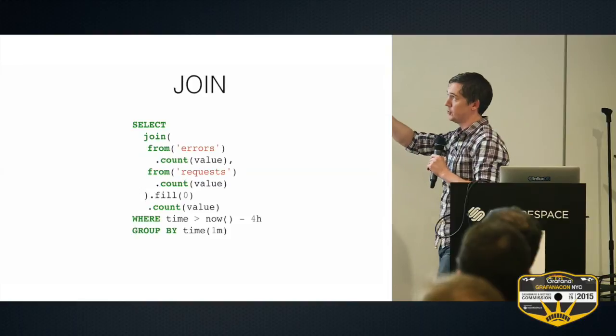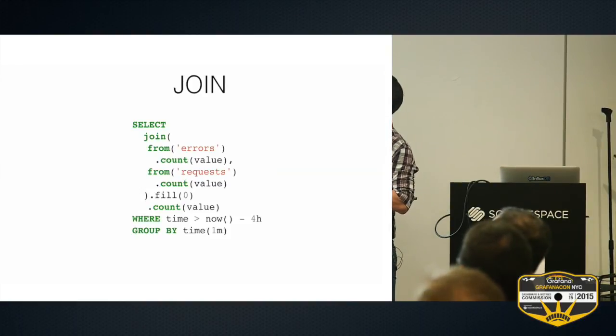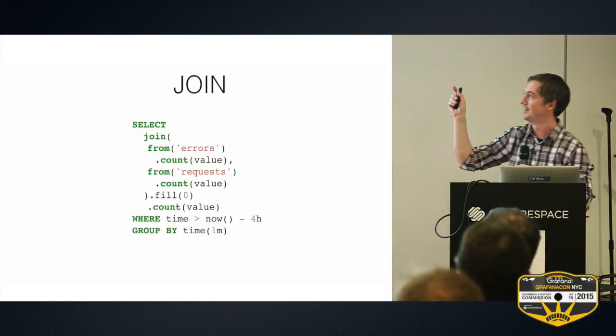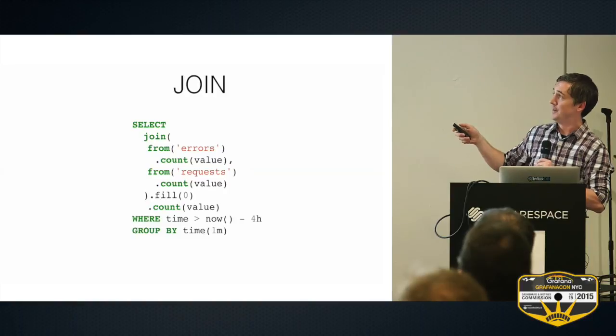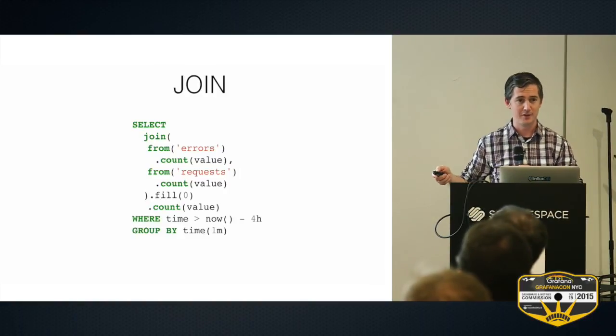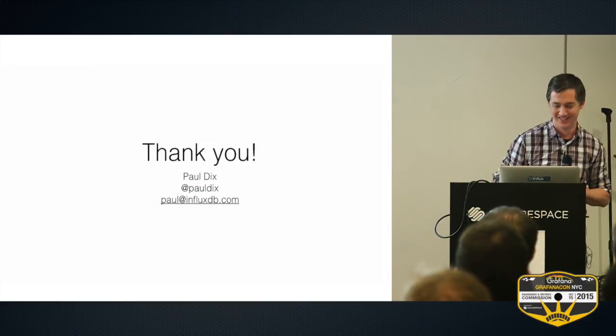Here's an idea I had for joins. Basically, you join a function. You say you join from errors, count value. This example was actually in a previous slide earlier tonight. This was just an idea. I'm curious what people think about these ideas. So, all right. I have 15 seconds for a question.